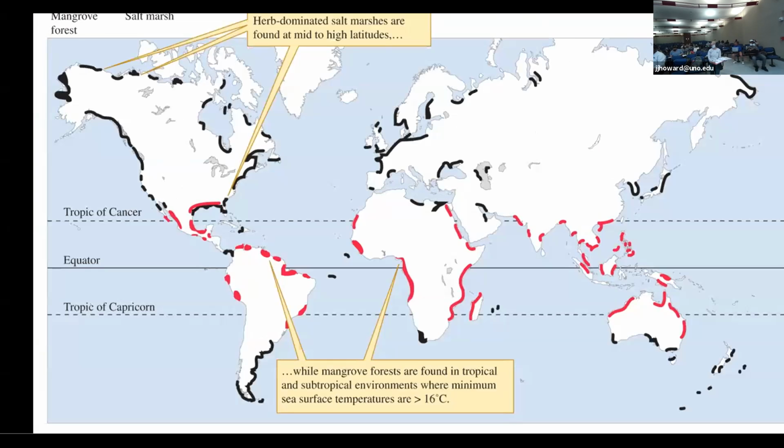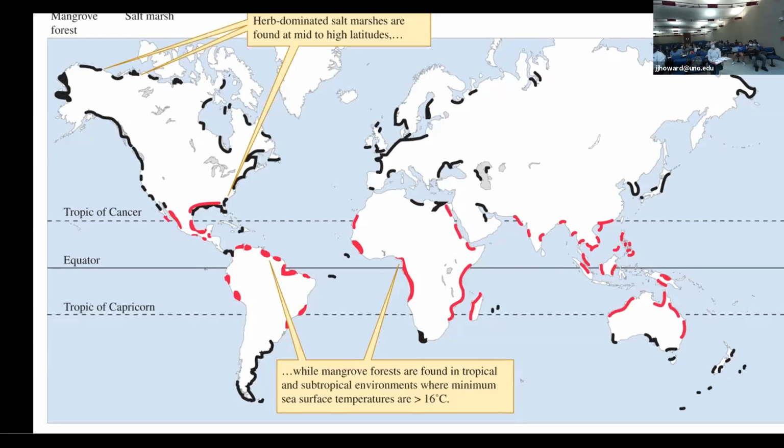All right, now we're going to move to the continental margins where these freshwater bodies empty into the ocean. And we're going to consider two types of marginal habitats on the continental margins, and that is salt marshes and mangroves. They occur in similar situations that differ in temperature.